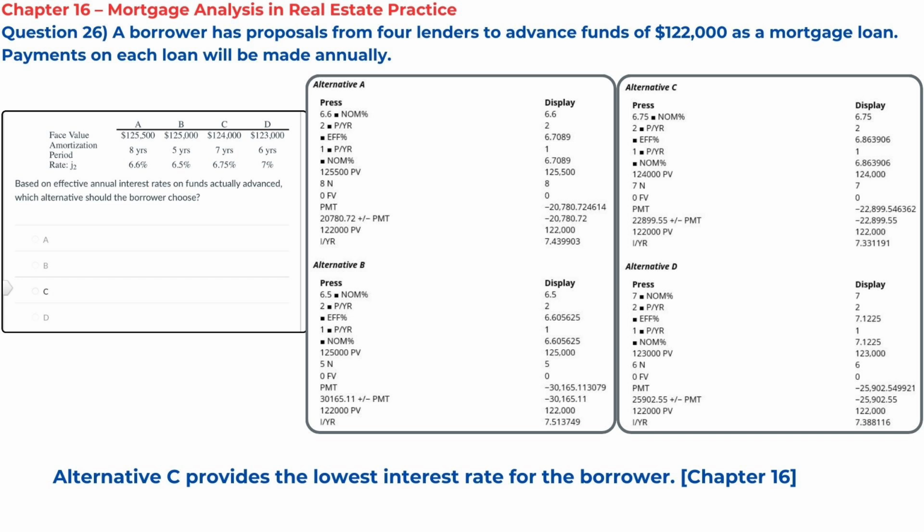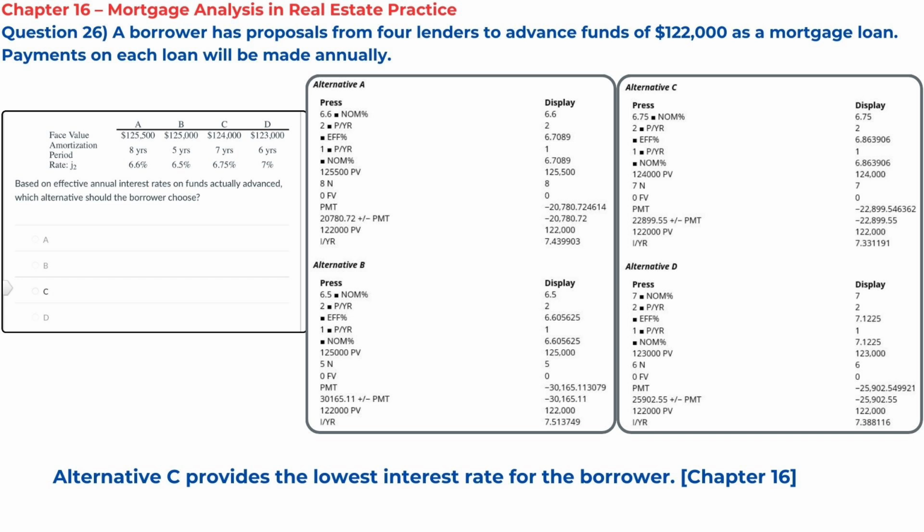Alternative B, 6.5, shift nom 2, shift PYR, shift effective 1, shift PYR, shift nom, 125,000 PV, 5 N, 0 FV. Press PMT, calculator displays minus 3165.11379. 3165.11 plus and minus sign, and then press PMT. 122,000 PV, press IYR, calculator displays 7.513749.